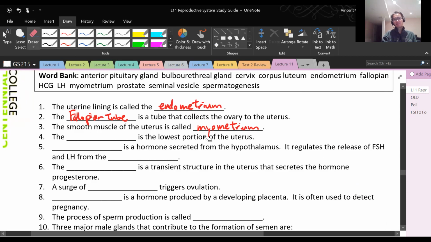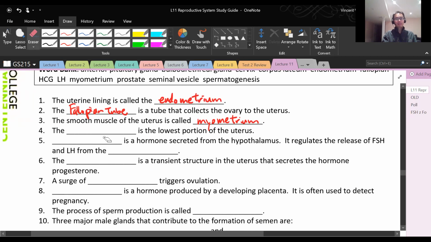This theme is probably something you will recognize, right? It's reoccurring, just like the heart, where we have the myocardium and the endocardium. The cervix is the lowest portion of the uterus. And when there is pregnancy, a plug forms that seals the opening so that nothing goes in, nothing comes out.